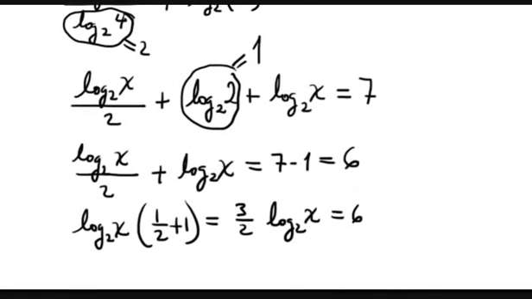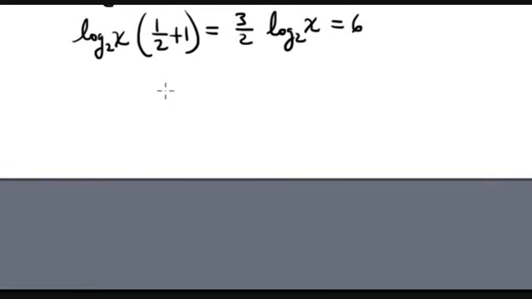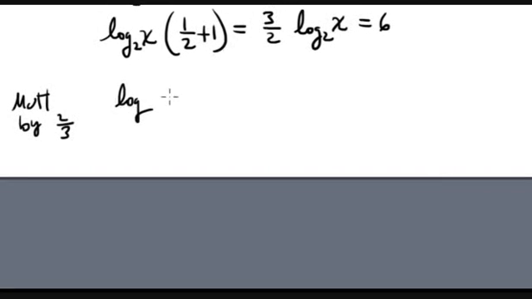Now you multiply both sides by the reciprocal. The reciprocal is 2/3. So this is cancelled. This is logarithm base 2 of x is equal to 6 times 2/3, which is 4. Now x is equal, the base is 2, the exponent is 4, is 16.